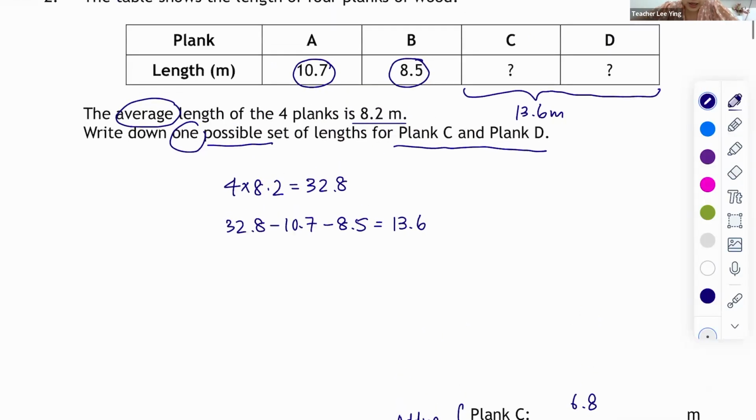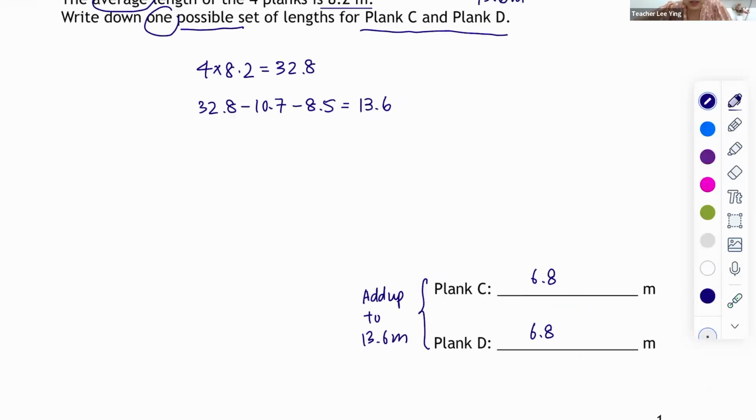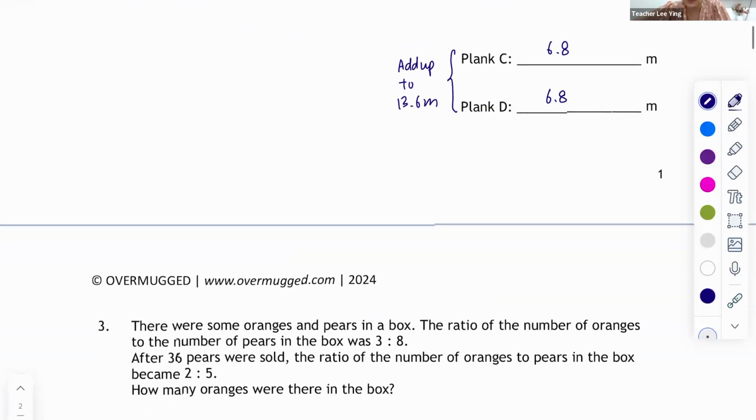Unless the question says they are 4 different planks of wood. So if they say different, then this answer is not acceptable. All right, so we need to look at the constraints. There's no other constraints about different length, about it being a whole number, about one being longer than the other. So there are a lot of answers that are acceptable as long as they add up to 13.6.